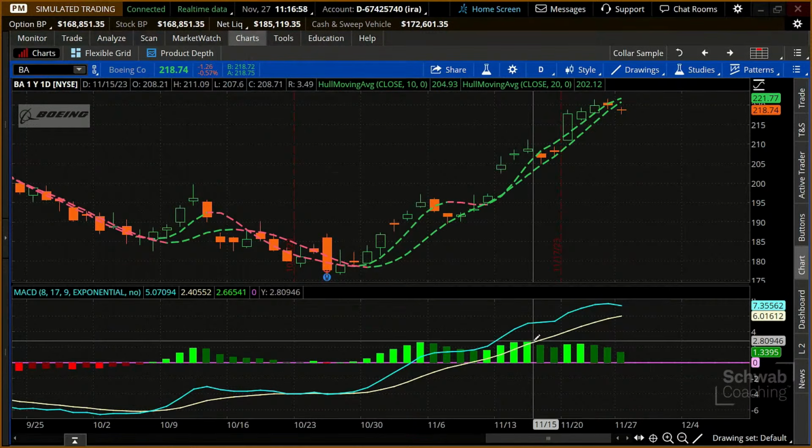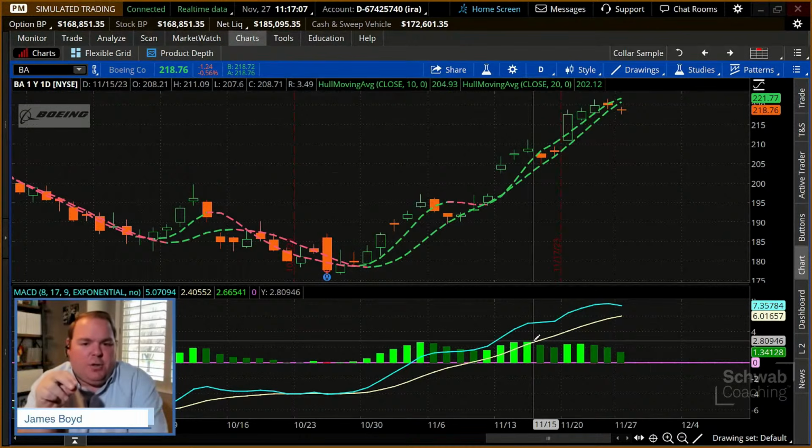Now let's talk about this for a second. The second part of this learning lesson, we're going to talk about the divergences and how they relate to the Hull moving averages in terms of potential examples. You like that today? Examples? You like that? Okay. We're going to talk about potential examples of entries and exits.